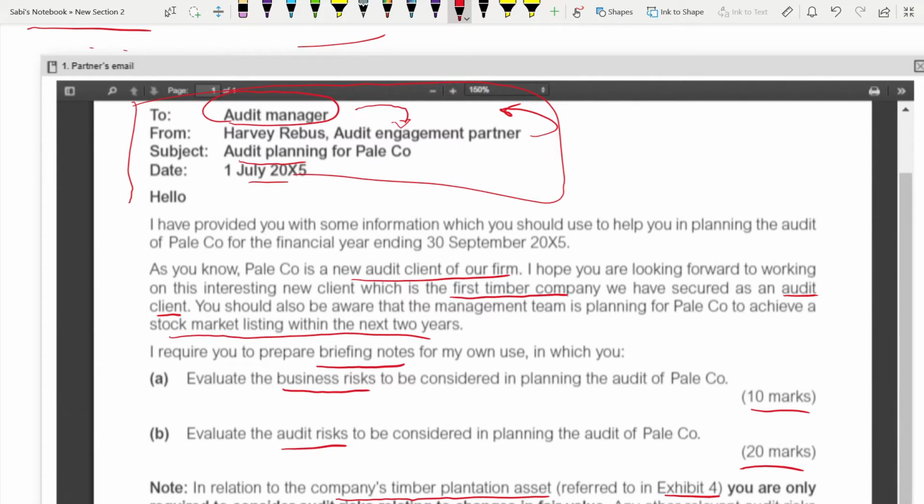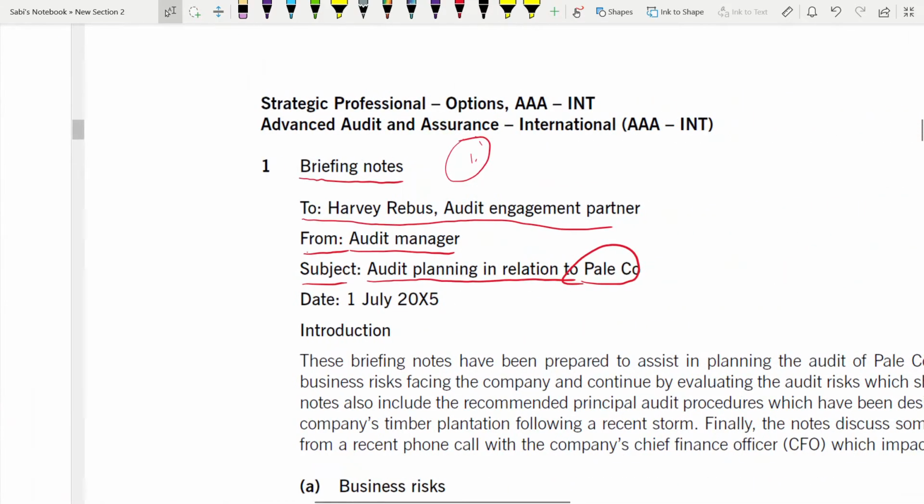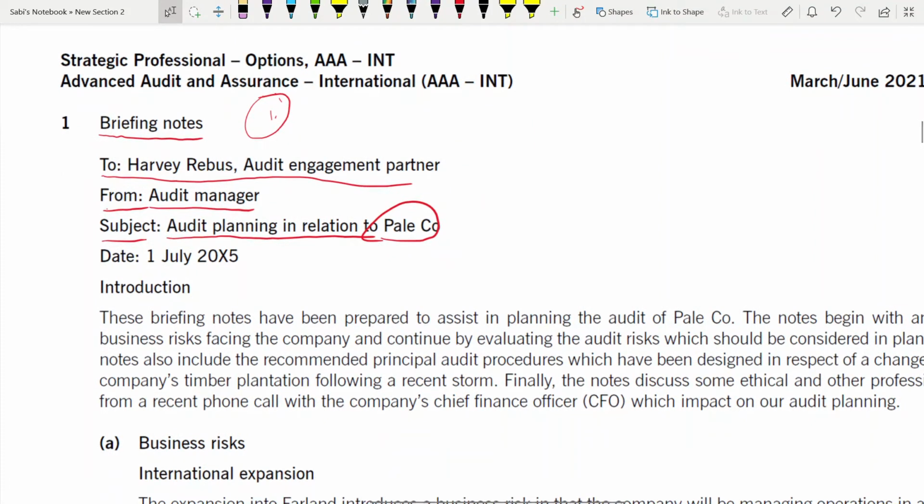Okay, because now you are sending to the audit engagement partner. And the date will remain this date and the subject you can use this subject: Audit planning for payroll company. So the same subject itself you can use, and the date will remain the same.